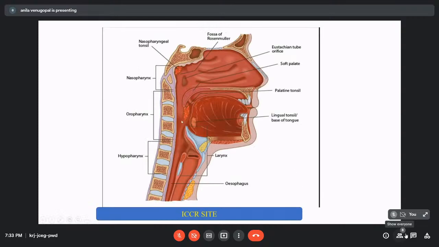So this is a beautiful schematic representation which I have got from the ICCR site, and this is our area of interest today. You can see that the nasopharynx is situated posterior to the nasal cavity, and it is continuous below with the oropharynx. It is situated above the level of the soft palate, behind the nasal cavity, containing the adenoid, the opening of the eustachian tube on the lateral wall, and the fossa of Rosenmuller.